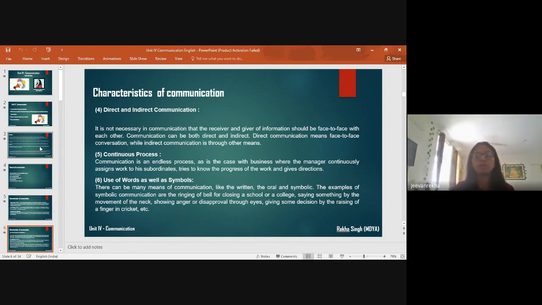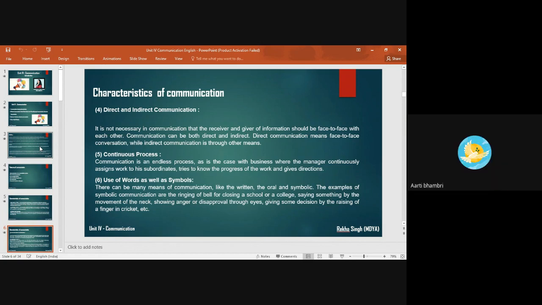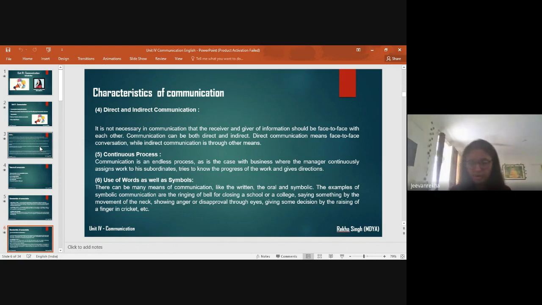What does it mean? Use of words or symbols. You are not saying anything, but your eyes are blinking. Emojis are also included. You're staring at me. You are angry and you are staring at me. I understand you are angry with me, right? That is symbols.